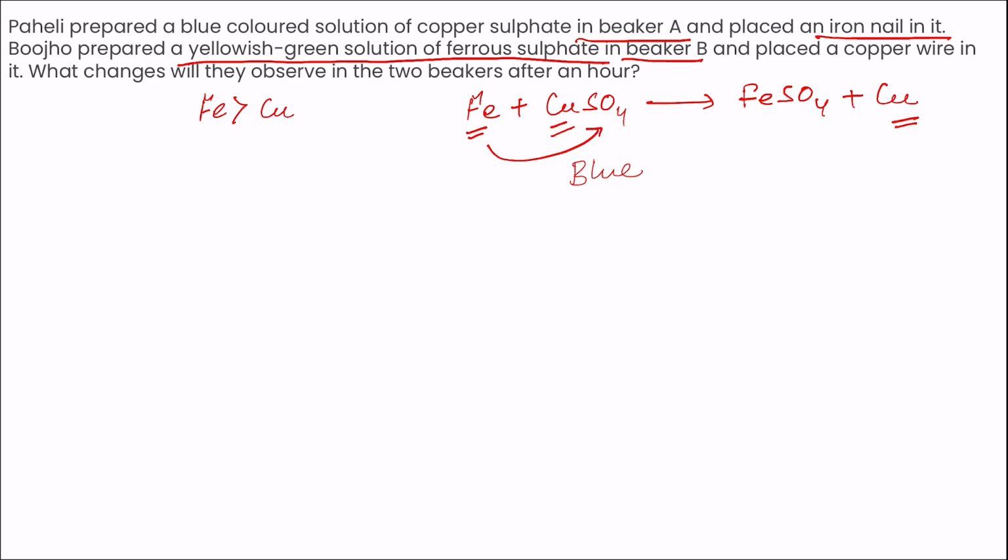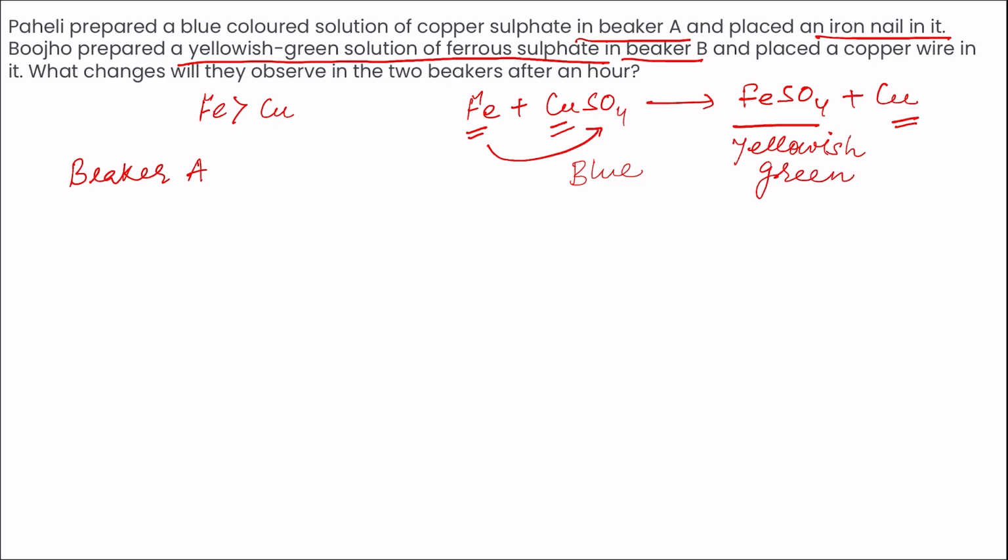So in beaker A, blue color copper sulphate solution is there, and when iron nails are placed in it, slowly what happens? Iron replaces copper from copper sulphate, forming iron sulphate and copper. Slowly the blue color of the solution fades and it develops a yellowish green color.